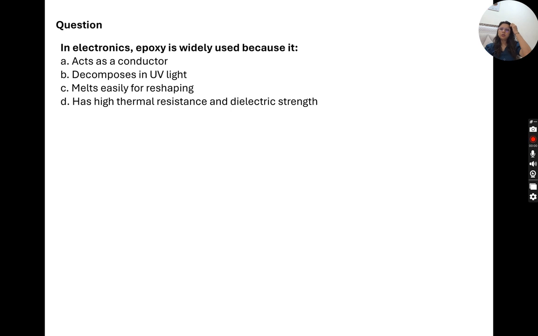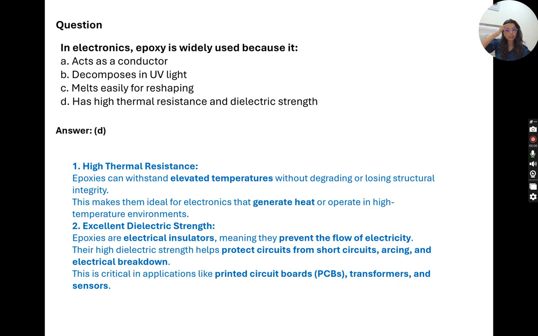Okay, I got two answers, which say it's D. It has high thermal resistance and dielectric strength. And yes, that option is correct. In electronics, epoxy is widely used because it has high thermal resistance and excellent dielectric strength. Epoxy can withstand elevated temperatures without degrading or losing structural integrity. This makes them ideal for electronics that generate heat or operate in high temperature environments. So that kind of thermal resistance can help to use them in electronics.